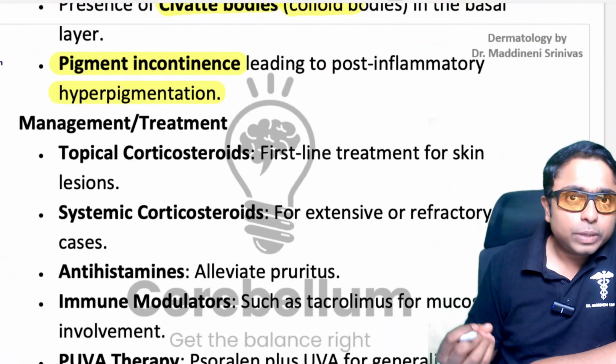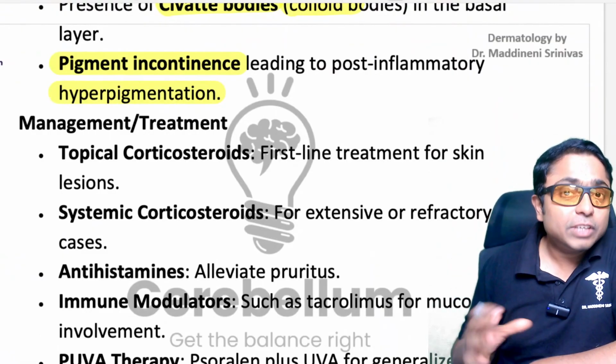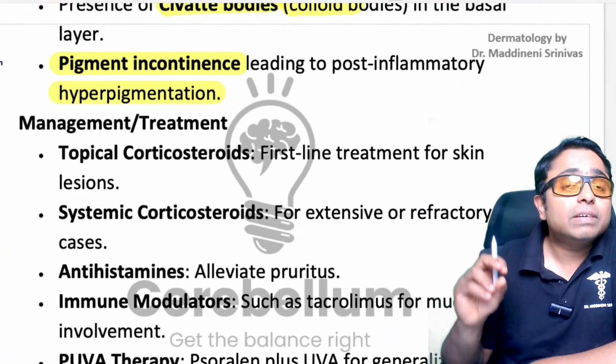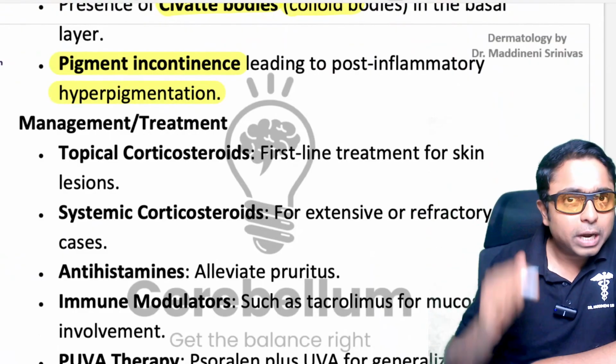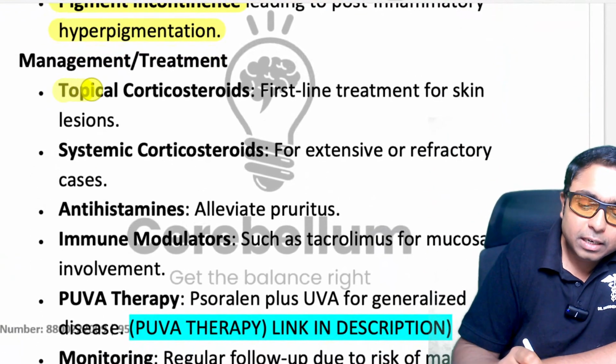And dear students, the other cells which are present in the stratum basal, which start with the alphabet M, do you remember what is the name of those cells? If you remember, please put your answer in the comment section. Okay, so a little quiz for all of you.